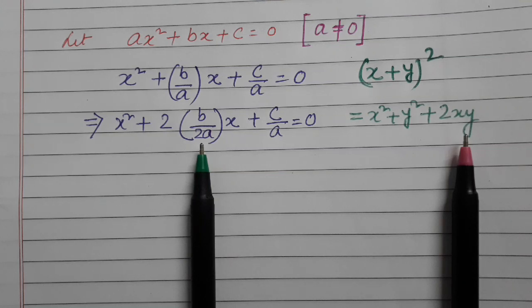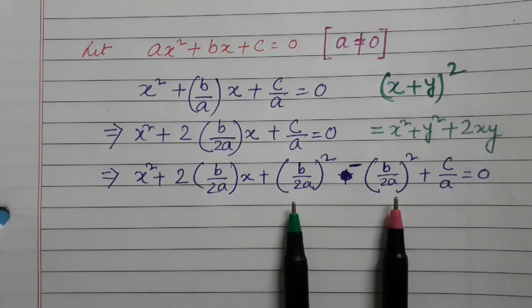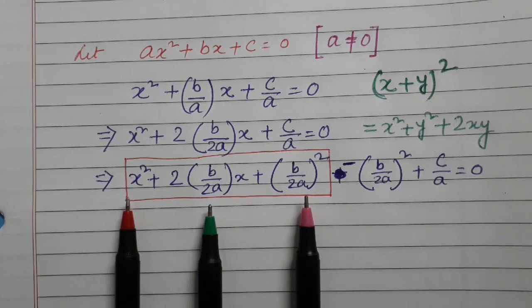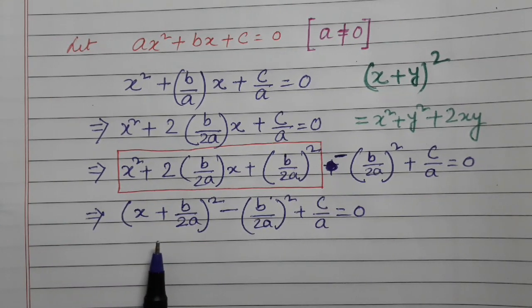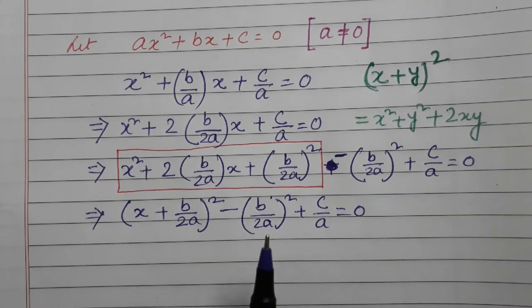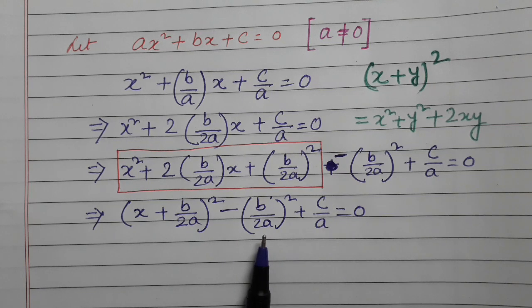Now to complete the square, we need to add y square. Hence we have added and subtracted b by 2a whole square, that is the y square. Now these three terms became like x square plus 2xy plus y square, so it will be x plus y whole square. Hence we can write x plus b by 2a whole square minus b by 2a whole square plus c by a. Now b by 2a whole square will be b square by 4a square.